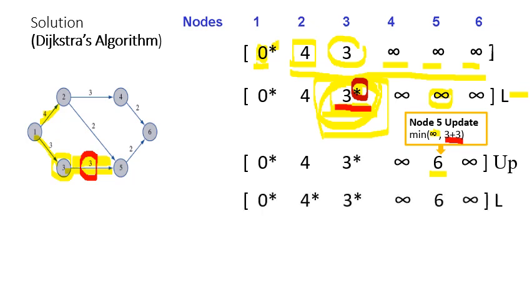Now we are repeating the labeling step. Again, it's the same procedure. You are looking at the nodes that have not been marked as permanent. So you have 4 here, infinity, 6, and infinity. Among those numbers, pick the one that is the smallest. So the smallest is 4. So now in this labeling step, you are labeling 4 as permanent.